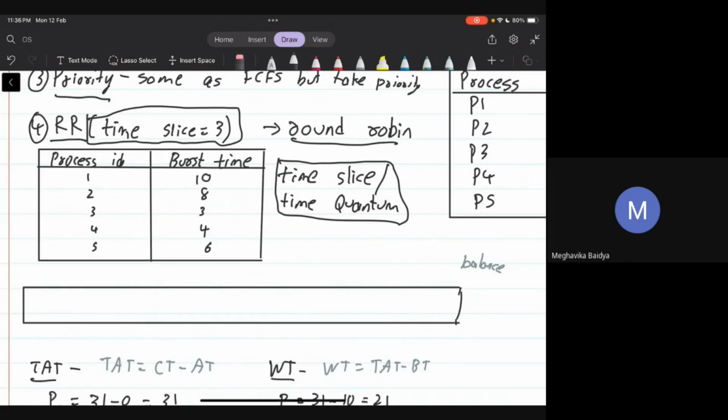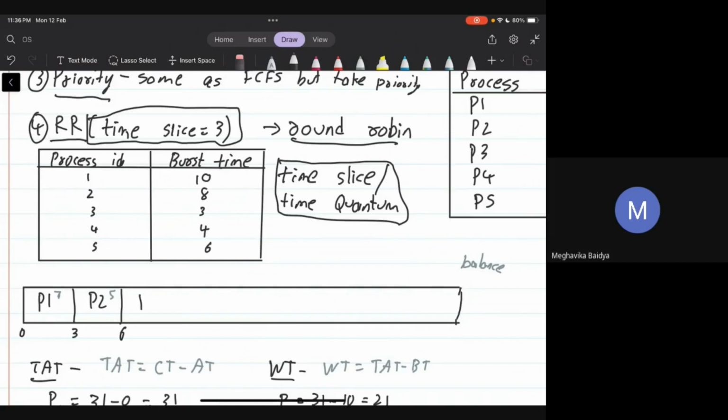Okay. So see, we'll first start with P1 here. The P1 goes from 0 to a maximum of 3. Because the burst time is 10, you have 7 left after this. So I'll just write 7 here. Great. And then we have P2. For P2, we again go for 3 seconds. So 3 plus 3 becomes 6. And 8 minus 3, 5 seconds are left for P2 now.